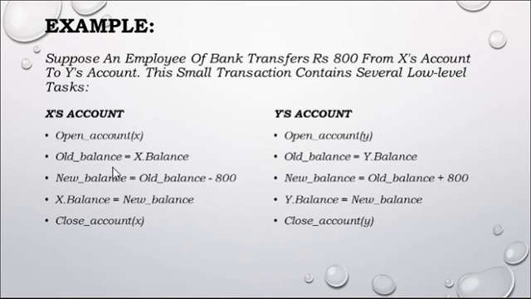Initially we will read the value of X account, then we will put the balance into old balance. Now the new balance will be old balance minus 800 rupees, because 800 rupees is debited from X account and credited into Y's account. Now the X balance will be the new balance. Now we will close the account of X. Now we will open the account of Y. This is a read operation. Now we will perform a write operation, that is, new balance equals old balance plus the credited amount of 800 rupees. Next, Y balance will be the new balance and we will close the account of Y.